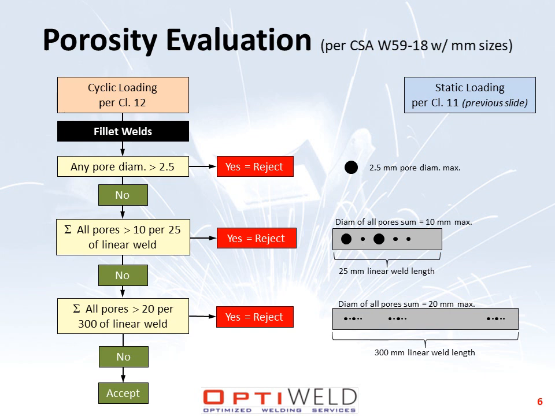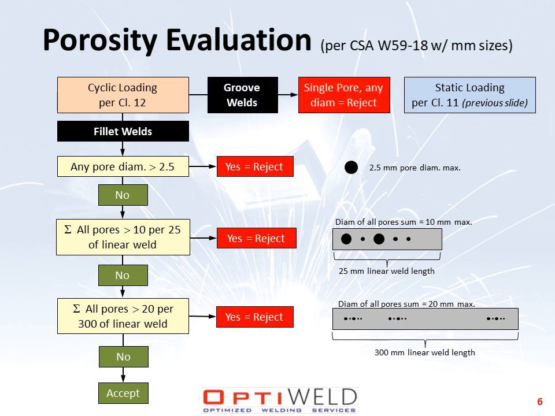For fabrications welded to Clause 12 requirements, fillet weld porosity is evaluated the same as Clause 11. When inspecting groove welds, porosity evaluation is very simple in that none is permitted.